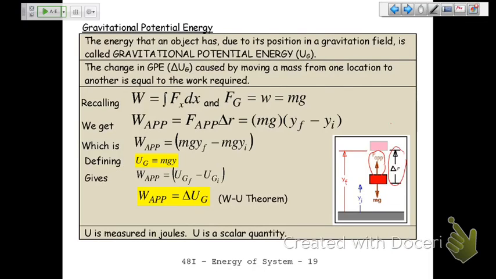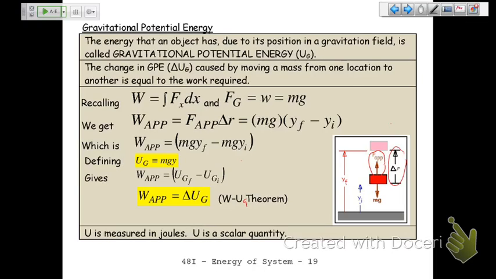And I can define my gravitational potential energy at any given point as mg times y. Work applied equals U_G final minus U_G initial, the gravitational potential energy final minus gravitational potential energy initial. And so I can say that work applied equals my change in gravitational potential energy. I call that the W-U theorem, W-U_G I suppose it should be. And U is measured in joules because it's energy, and U is a scalar quantity, it doesn't have a direction.